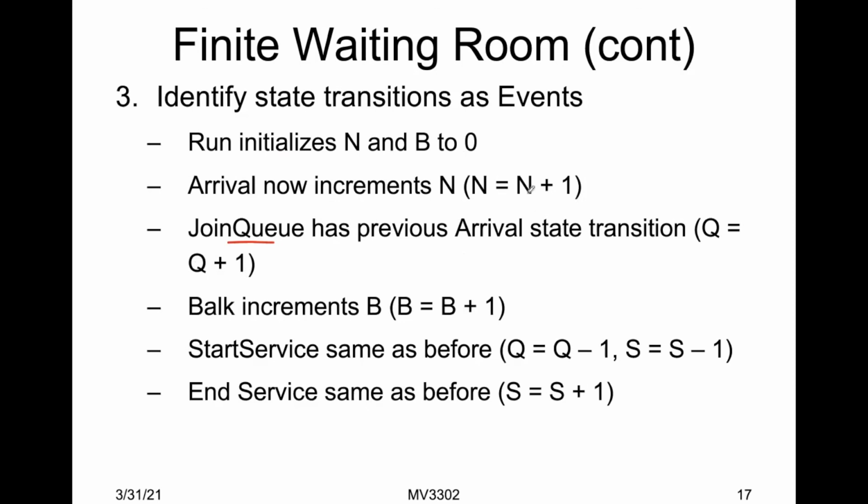So remember we had what we were calling L. L is now history. We're not going to have L in this particular one. And then the other is we want to count the number of bulks. So we're going to have an event called bulk, and that's going to increment our state variable B. And then we're going to have start service and end service pretty much as before.